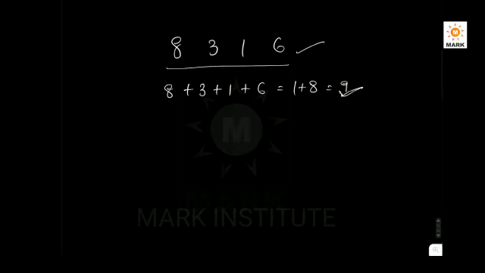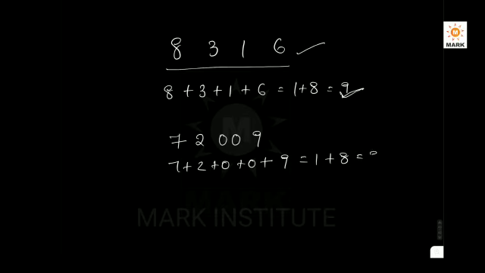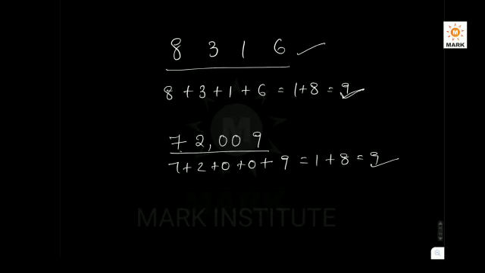So let us take another number. Suppose there is a number 72,009. Yes, because 7 plus 2 plus 0 plus 0 plus 9 is also equal to 18. 1 plus 8 is again equal to 9. So 72,009 is also divisible by 9.